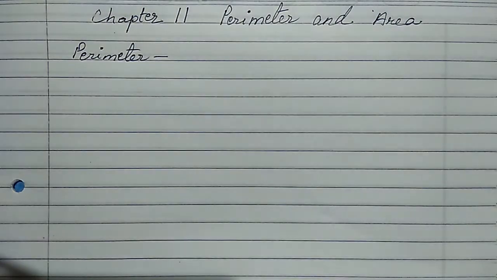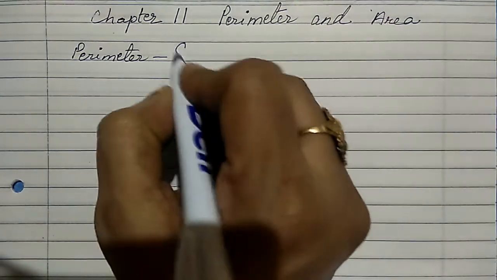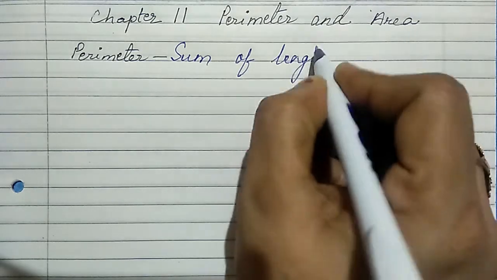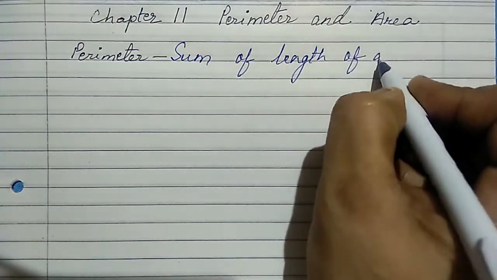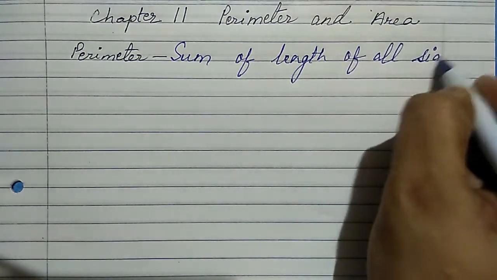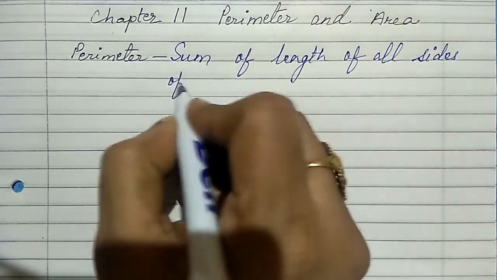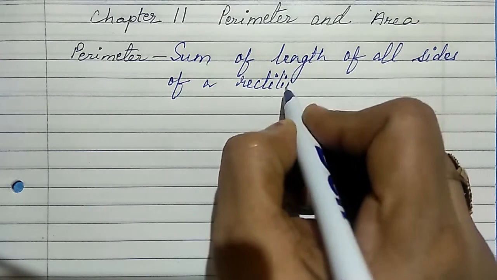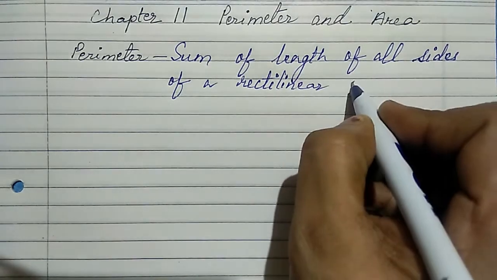So what is perimeter? Perimeter is the sum of lengths of all sides of a rectilinear figure. मतलब sum of length of all sides of a rectilinear figure. अब rectilinear figure, what do you mean by that?